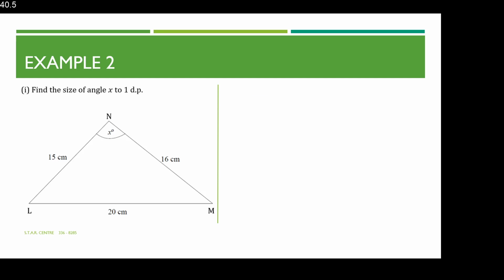Example 2, find the size of an angle X to 1 decimal place.